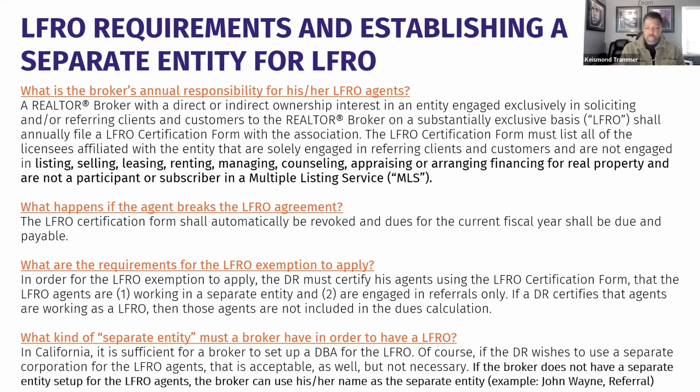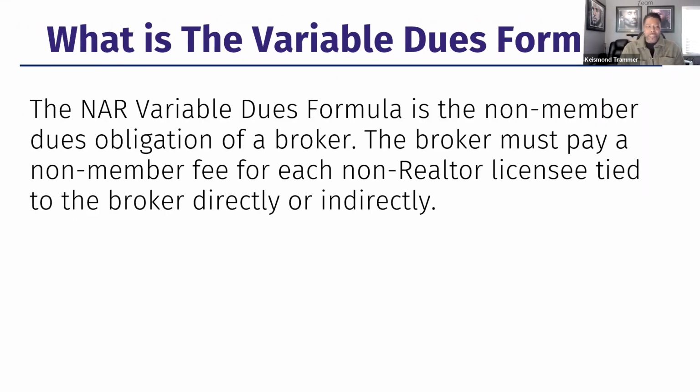So for example, if the broker's name is John Wayne, you can actually set up an office in your system as John Wayne Referral or John Wayne LFRO, because the broker's name is actually an entity. He can actually do business under his name. And so you just want to make sure that you are aware of that option. Well, it's been a lot of information, and this one's a lot.